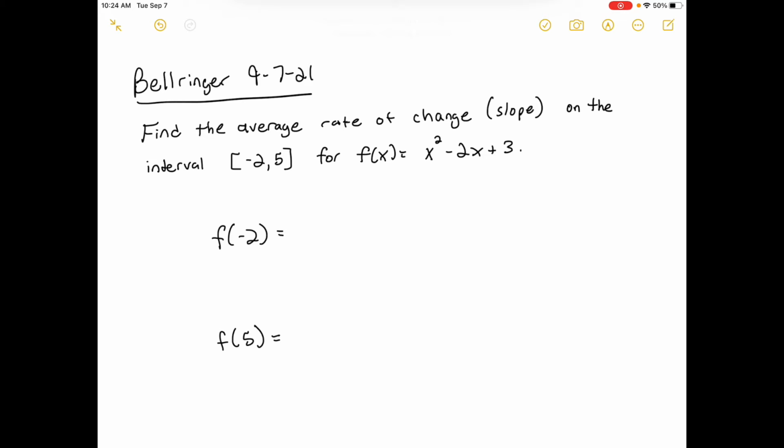So plugging in a -2 for x, using order of operations, we're going to square the -2. We get 4. Multiply -2 times -2 is +4. And then that +3 we bring down. So that's going to give me an output of 11. And so one of my coordinates is -2, 11.